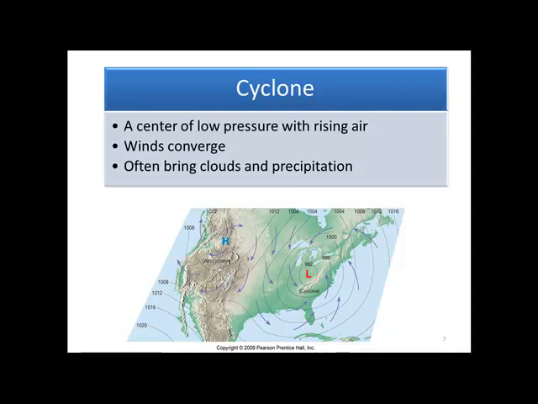Also, since air is typically moving out of high pressure areas, air moves into low pressure areas, causing winds to converge. Again, this converging air then rises, causes clouds and precipitation.